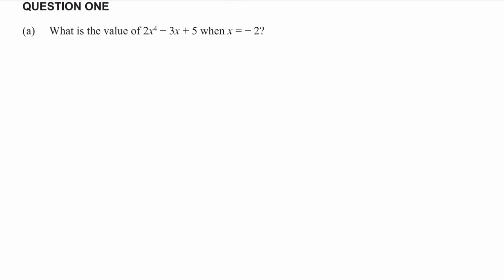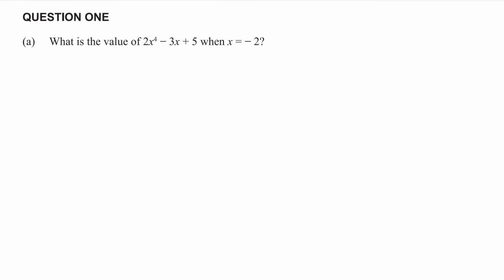So here we've got our first question. It's a nice question to start off with. This is something they've done over the last couple of years, where they've had a nice substitution question as the first question. So it's exactly what we're doing: we're going to replace x with -2. Wherever x is, we're going to replace that x with -2.